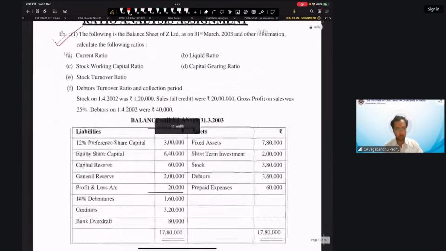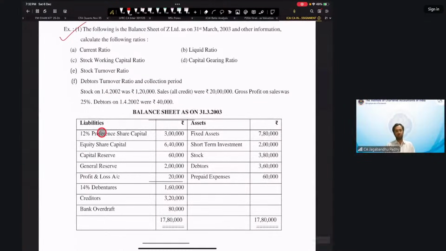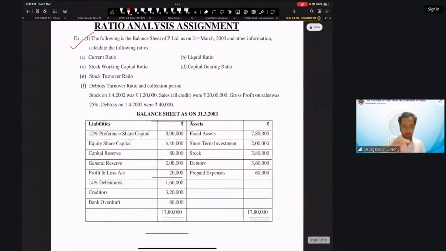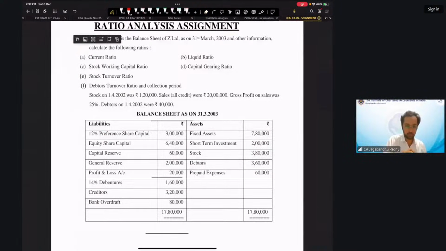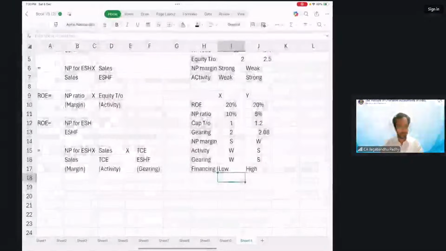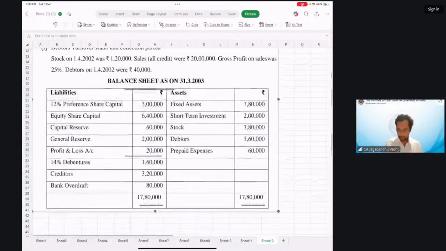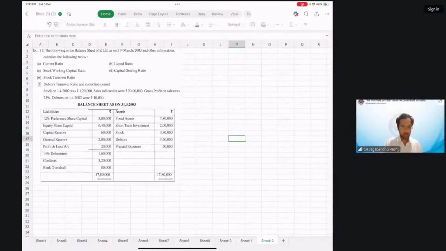Okay, here we have this question over here, guys. We have to calculate certain ratios from this. From the following balance sheet of Z Limited, we have to compute current ratio, liquid ratio, stock to working capital, capital gearing, stock turnover, debtors turnover, and collection period. Numbers are given along with the balance sheet.